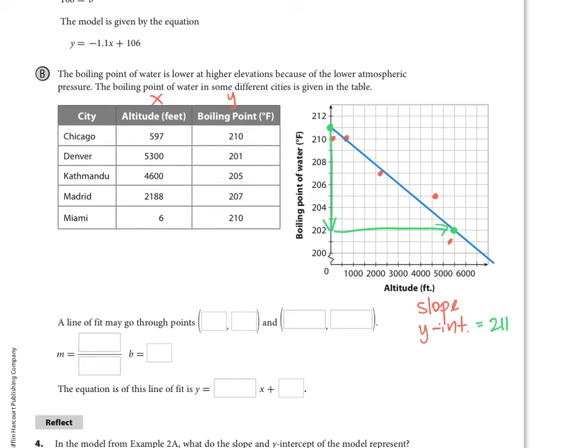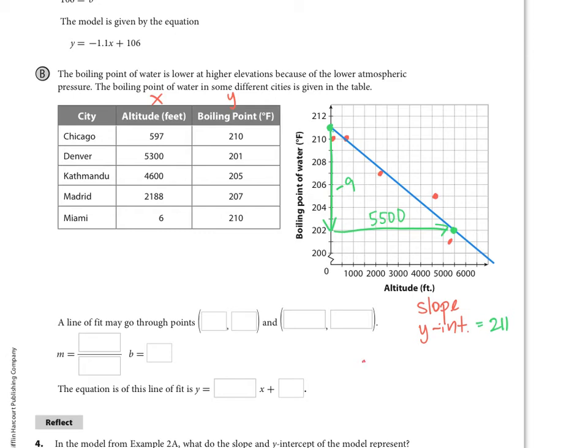I went from 211 all the way down to 202, so that means I went down 9. And then I went over, how much is that? 5,500. And so you can divide. I'm okay if you just put that into a calculator and get some decimal. But because I don't have access to a calculator right now, I'm just going to use that as a fraction. I'm not even going to simplify it. I don't think it actually does simplify.